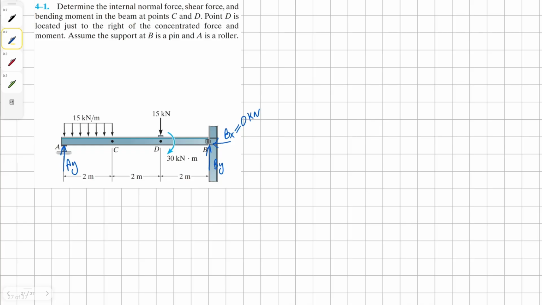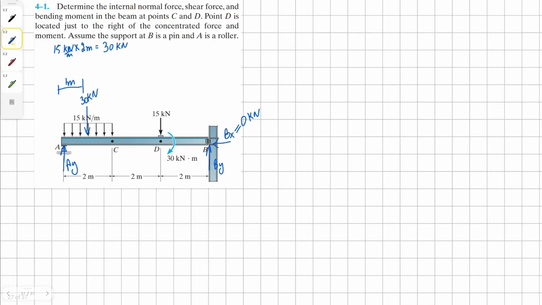Before we try to look for our external reaction forces, we can convert our uniform distributed load into a point load between A and C. So this is simply 15 kilonewton times 2 meters, which is 30 kilonewton, and it's 1 meter away from E, or you can say 1 meter away from point C.